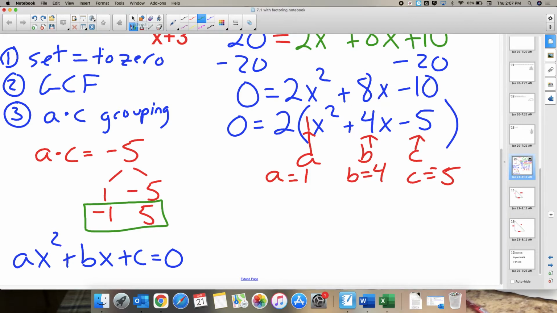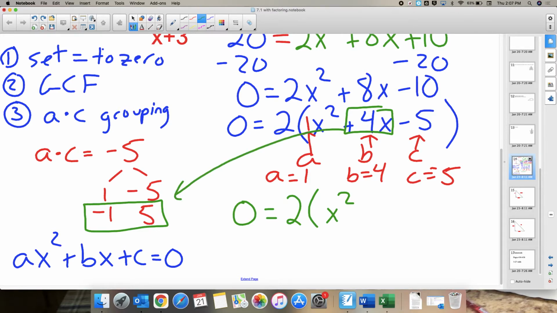The reason we wanted to add to the B value is we are going to change our B value into those two pieces. So I have 0 equals, I still have the 2. I still have the x squared. It is my 4x that we are going to change. We're going to change our 4x into those two values we just decided on. So it's minus 1x plus 5x, and then my minus 5 comes down. So that's the AC portion of it.